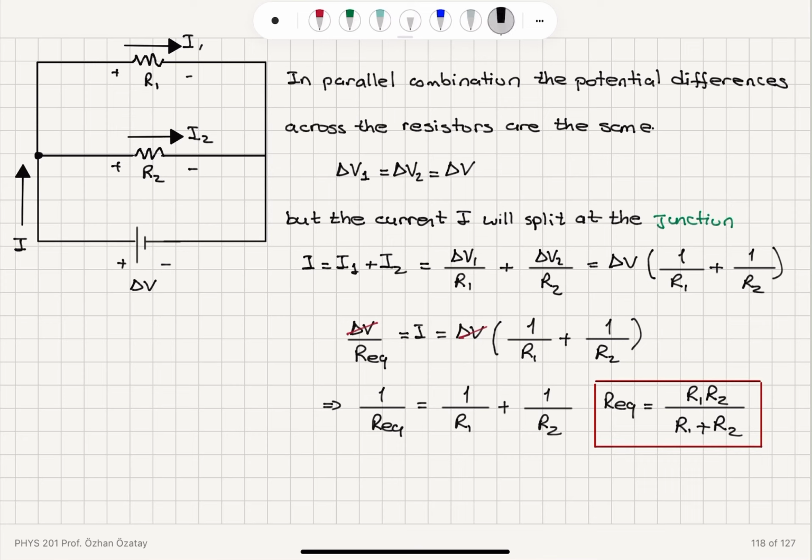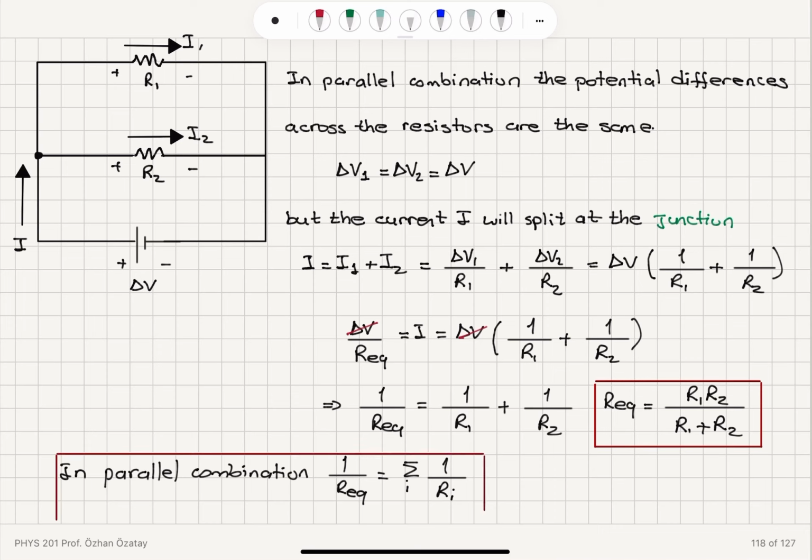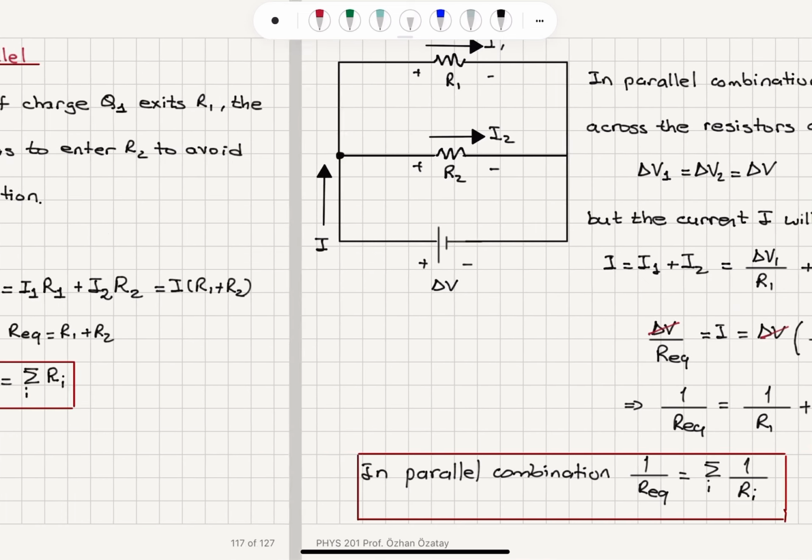But in general, we can write for many resistors connected in parallel combination, we must have 1 over R equivalent equals the sum over i of 1 over Ri. So we must add the reciprocals of all the resistances to find the reciprocal of the equivalent resistance of the circuit.